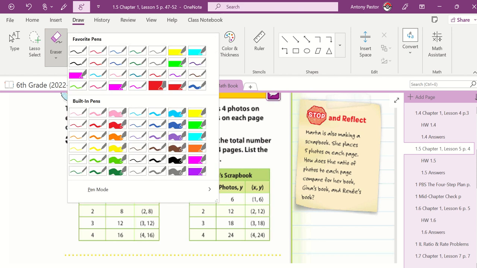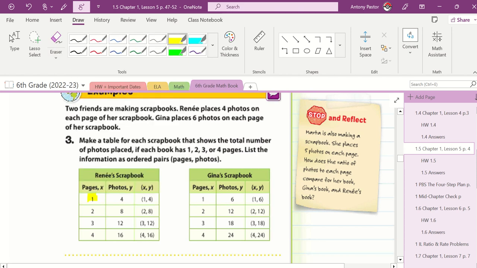So let's see Renee's. For 1 page, she'll have 4 photos. 2 pages, 8 photos. 3 pages, 12 photos. 4 pages, 16 photos. So 4 photos on each page. Our ordered pairs are going to be 1, 4, 2, 8, 3, 12, and 4, 16.